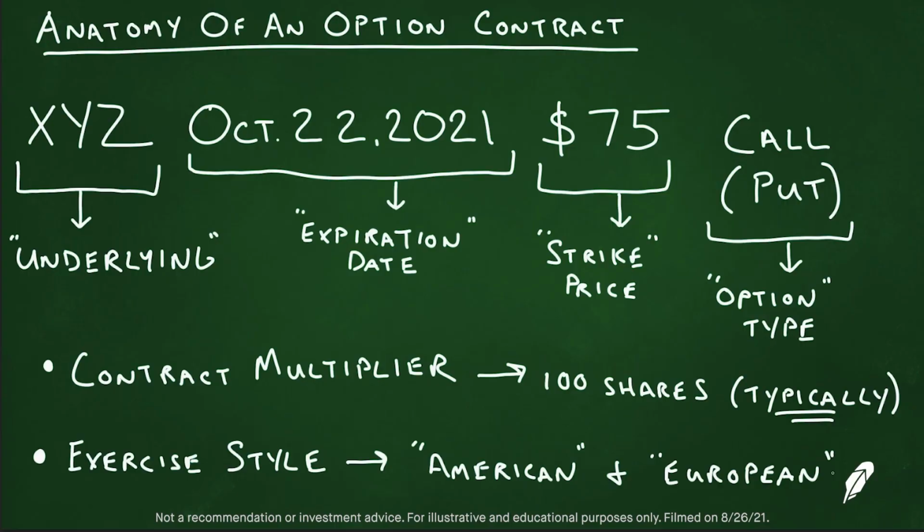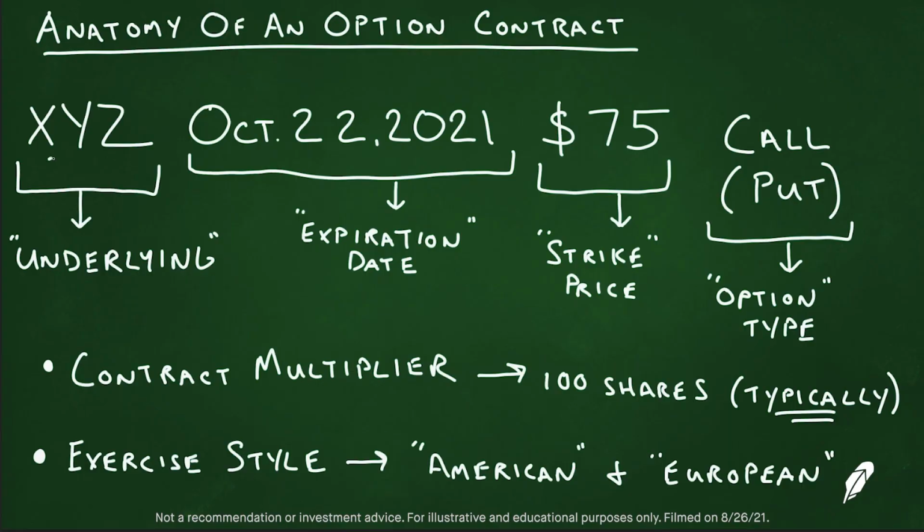So for example, if this option, the XYZ October 22nd 75 call, was an American style option, that would mean we can choose to exercise it, if we were the buyer of that option, on or before October 22nd. If this was a European style option, we would only be able to choose to exercise that option at expiration, which is October 22nd. So there's a key difference there.